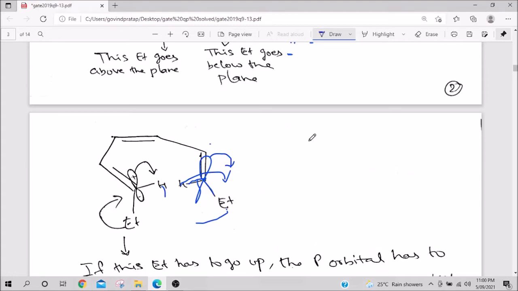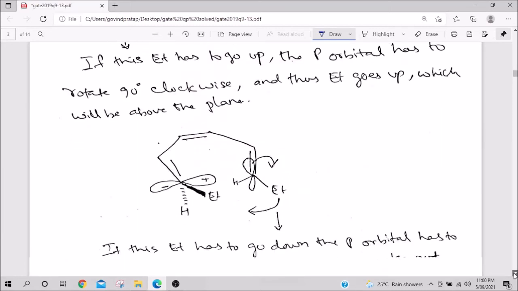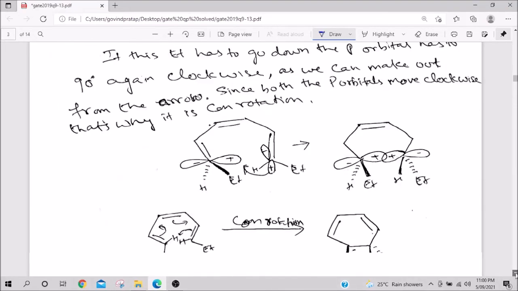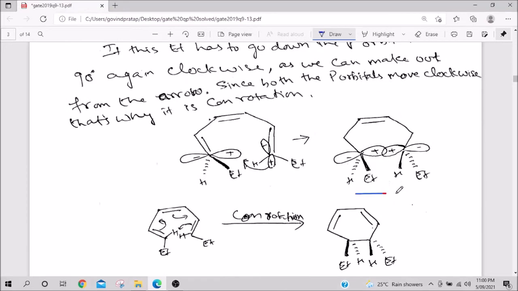So, this is again clockwise, you understand, this you are rotating like that. So, that this goes behind and this comes front, you understand, and that is how you are forming the bond. So, both of them are rotated clockwise. So, it is called con rotation.